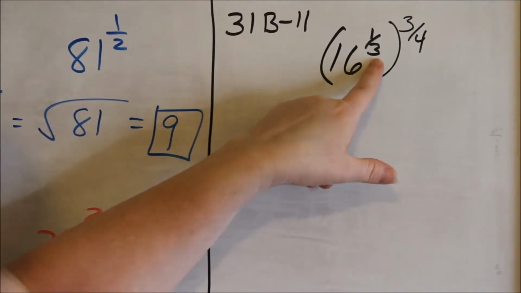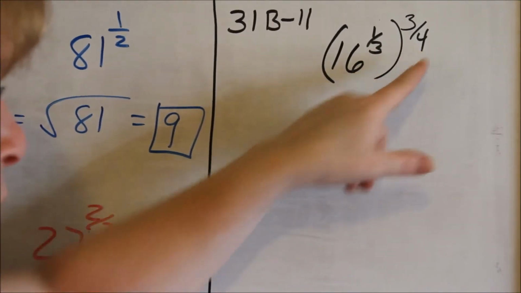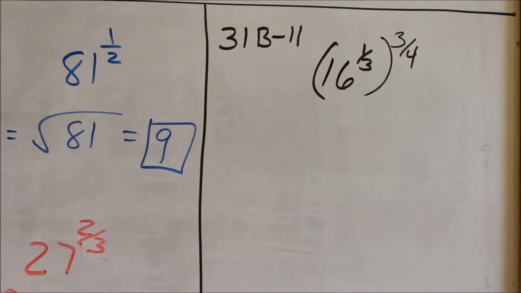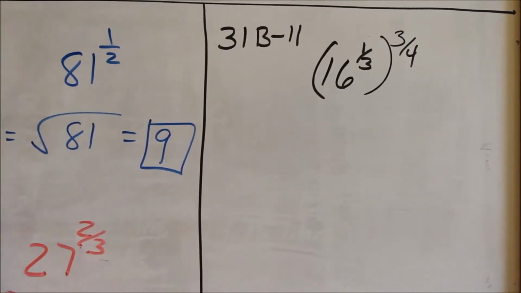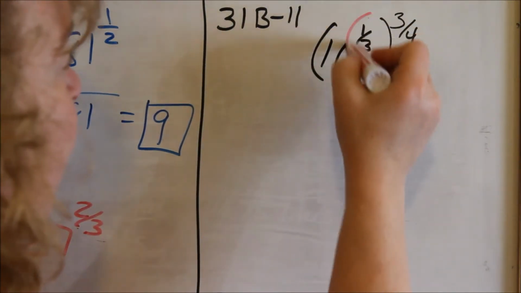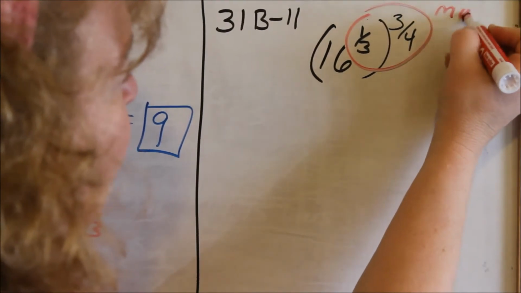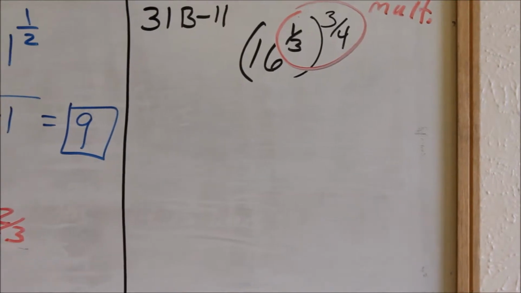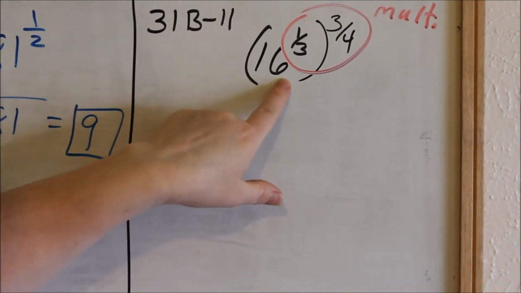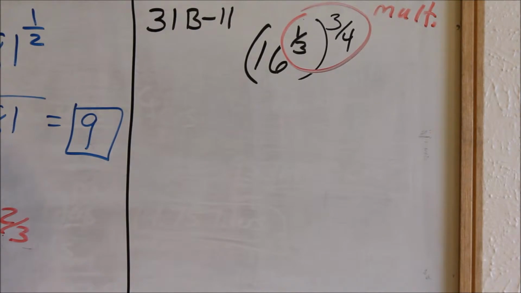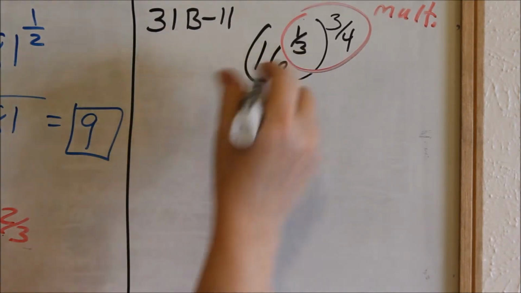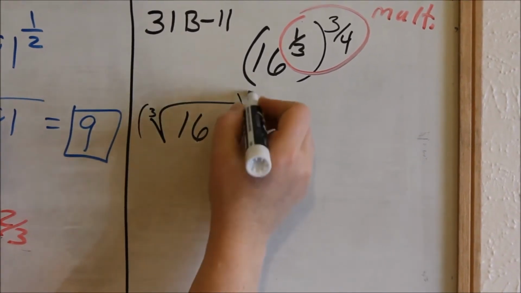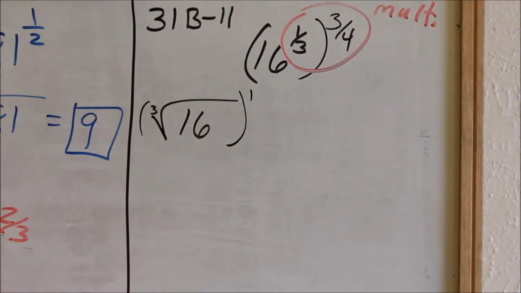Okay, so we have 16 to the 1/3 raised to the 3/4. When you have an exponent raised to an exponent, what do you do with those exponents? You multiply them. So these exponents get multiplied. An exponent raised to an exponent gets multiplied. I could do the parentheses first, 16 to the 1/3. That means the cube root, the denominator tells you what root. That means the cube root of 16 raised to the 1st power. Anything raised to the 1st power is itself.